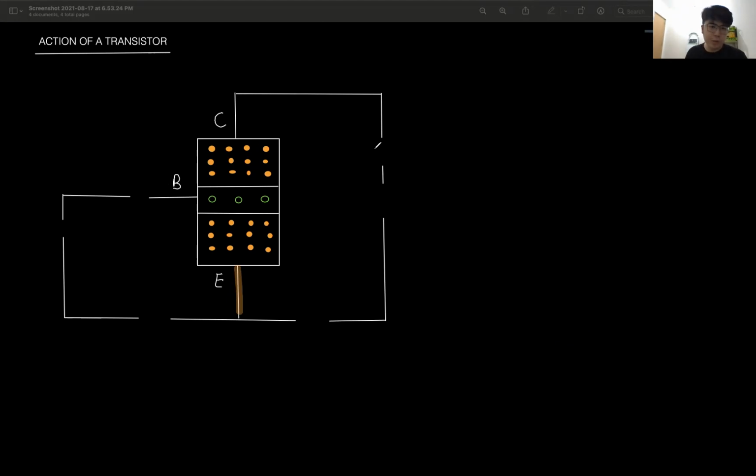Let's say I connect a battery, a power supply. I connect, say, positive, negative, this is 5 volt, and I connect a resistor, R. The resistor is just to keep the current low, not too large. Now, here I connect a switch. Here also I connect another switch. And here I connect another power supply that has a lower voltage, 0.7 volt, and one more resistor here, R.